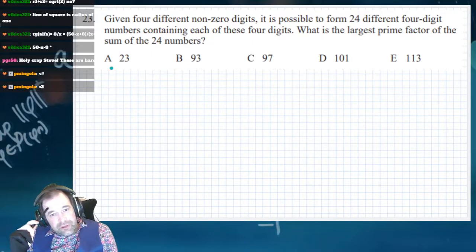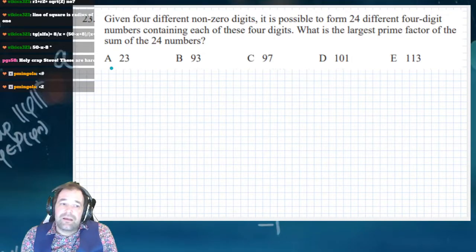Given four different non-zero digits, it is possible to form 24 different four-digit numbers containing each of those four digits. What's the largest prime factor of the sum of the 24 numbers? Wow. Does it not matter what the numbers are?